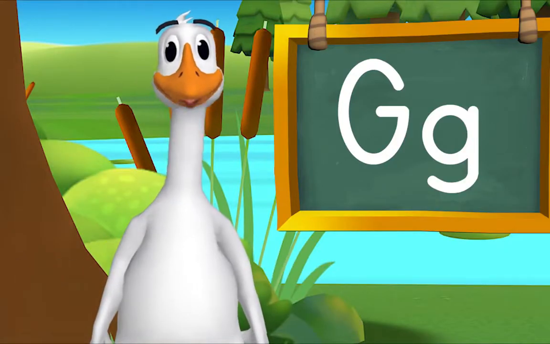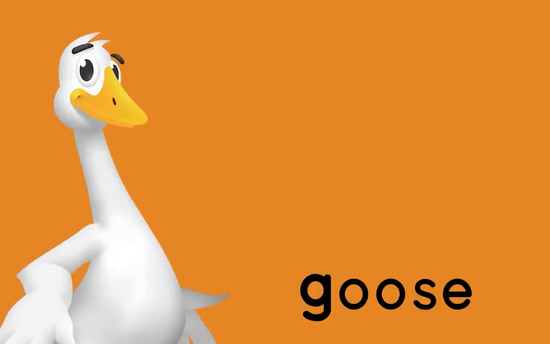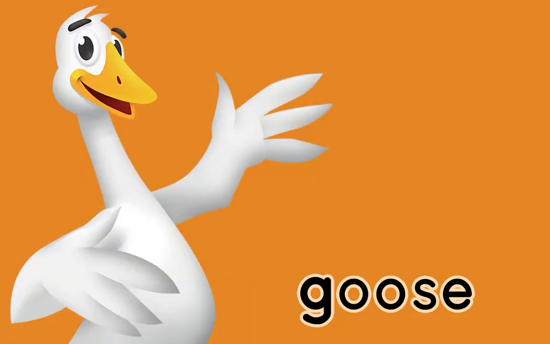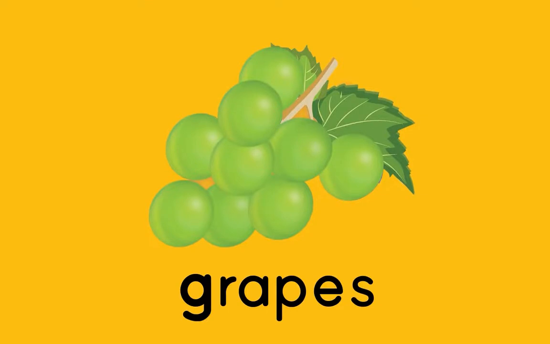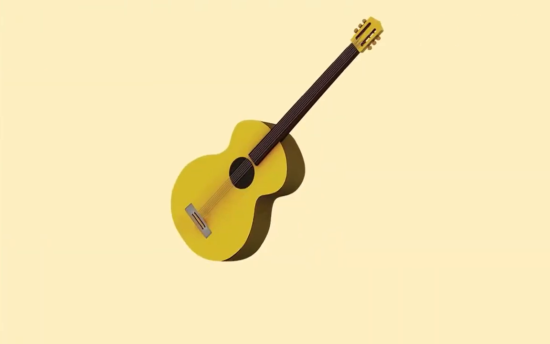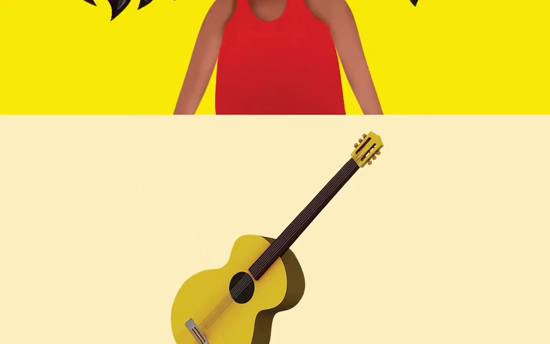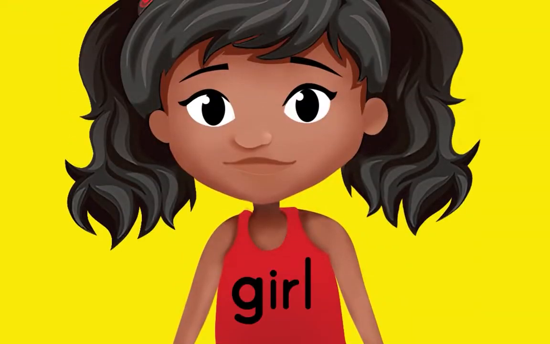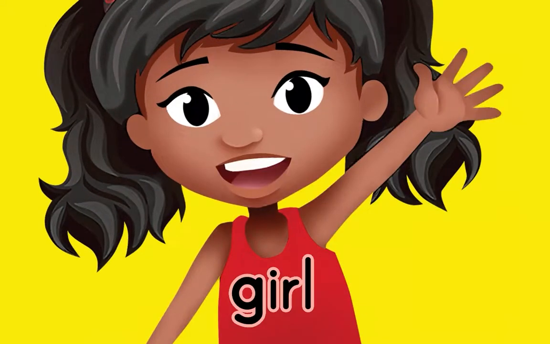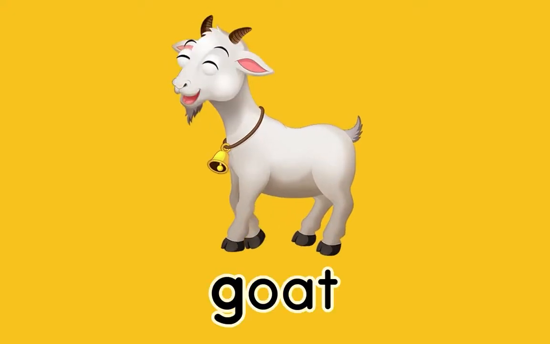Here are more things that begin with G. Gift. G, g, gift. Goose. G, g, goose. That's me. Hello. Grapes. G, g, grapes. Guitar. G, g, guitar. Girl. G, g, girl. Goat. G, g, goat.